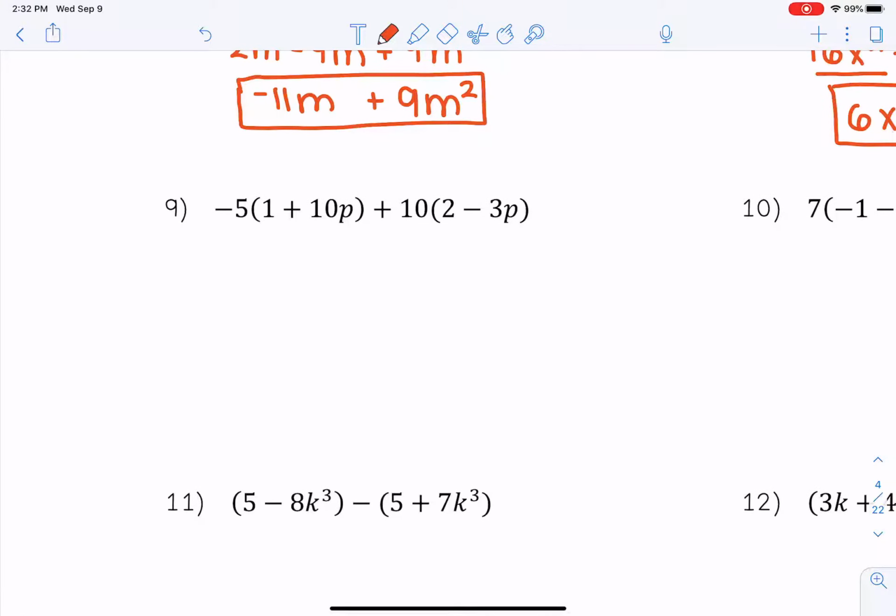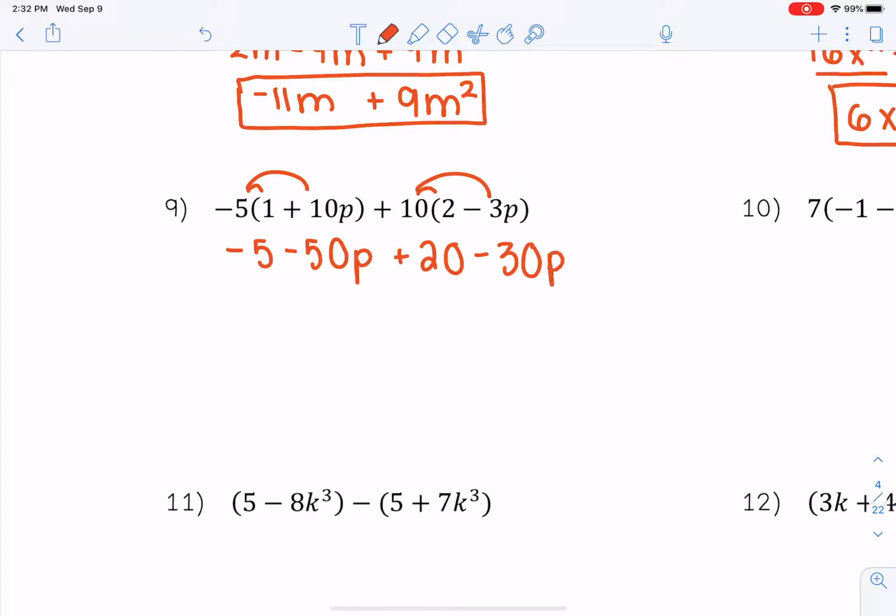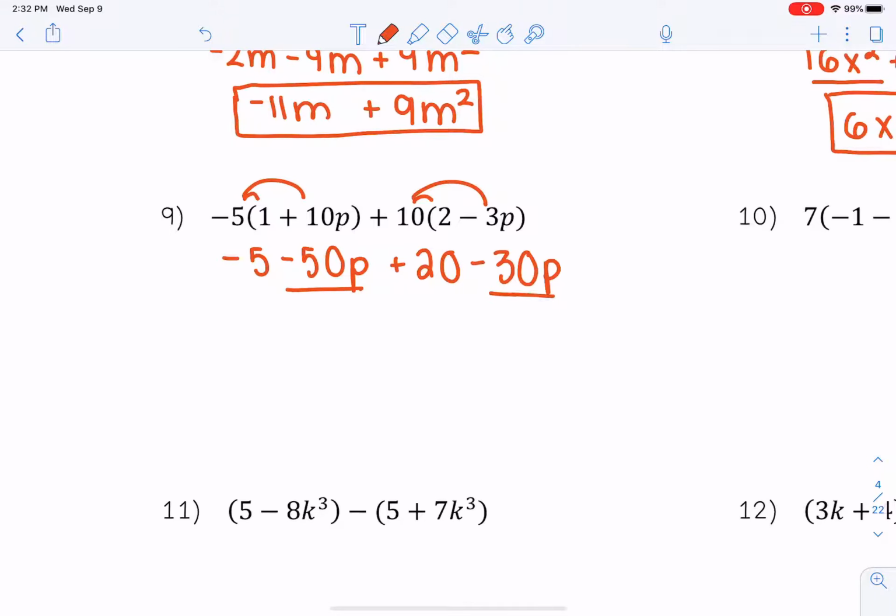Next up, I see parentheses, so I'm going to distribute here and I'm going to distribute here. So I get negative 5 minus 50p plus 20 minus 30p. Combine like terms. Negative 50p minus 30p is negative 80p. Negative 5 plus 20 is plus 15.